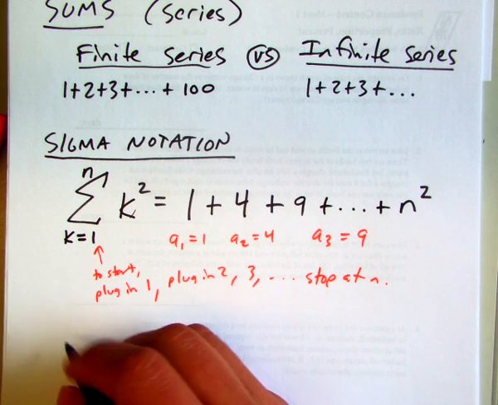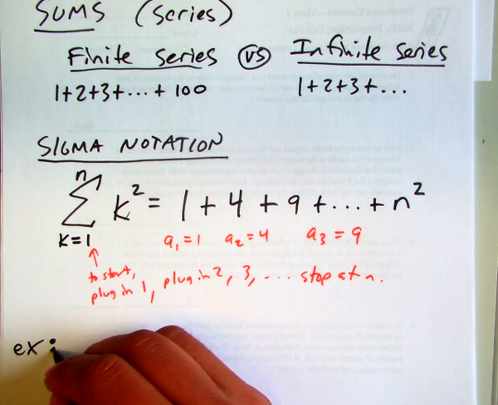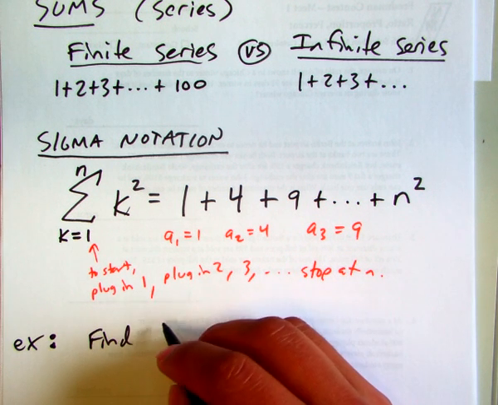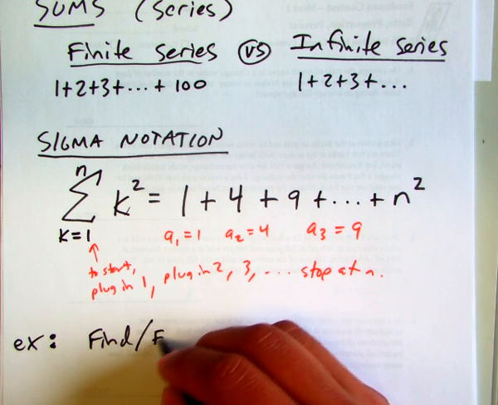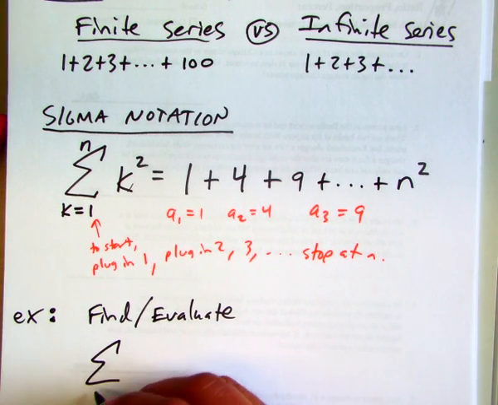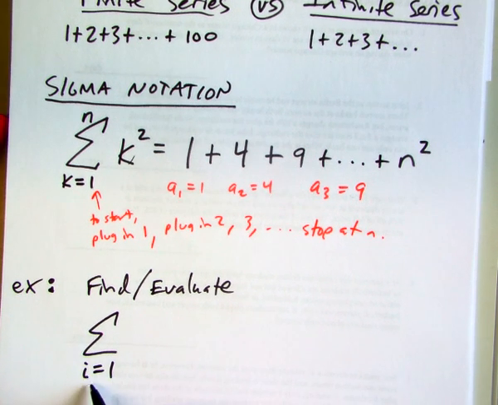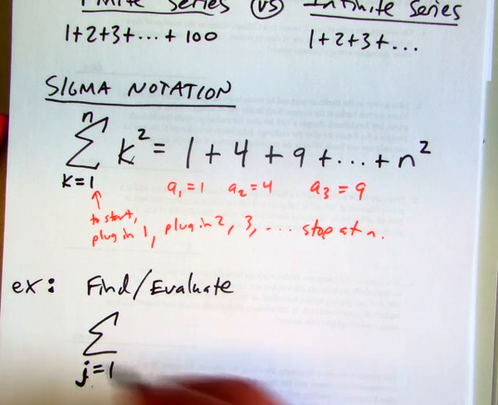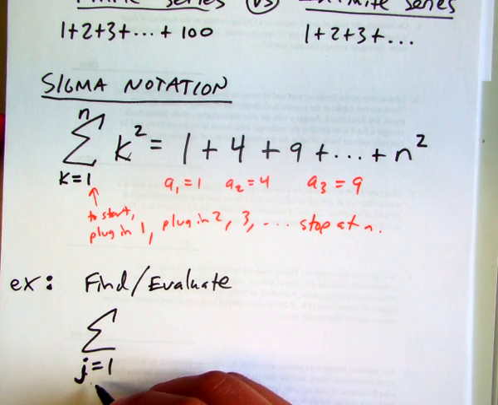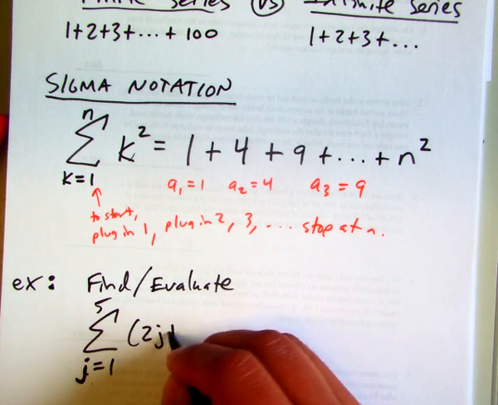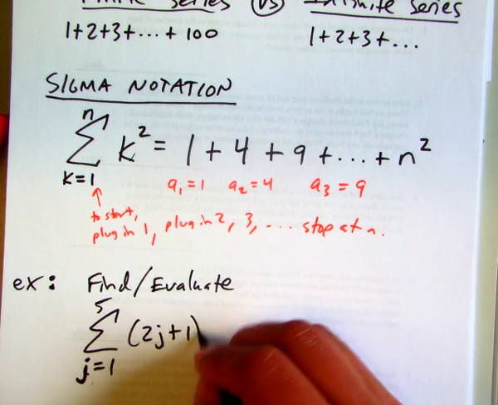Here's another quick example. So let's go ahead and actually find or evaluate the series defined from, you know what, let's make it a j, from j equal 1 to 5. And then the rule is that we're going to do 2j plus 1. And that's it.